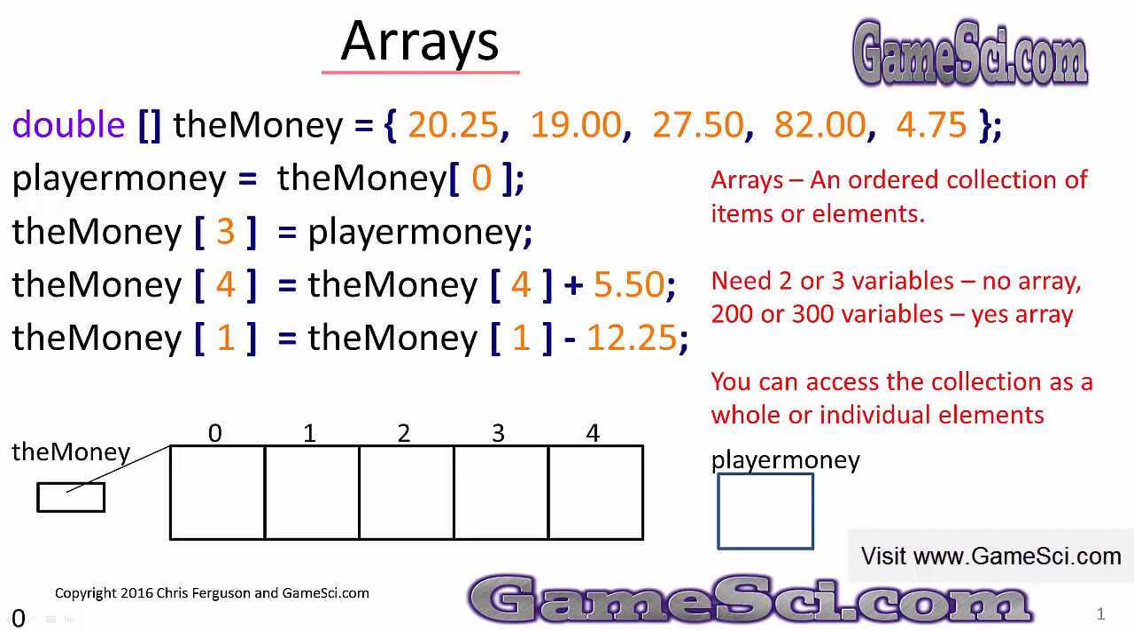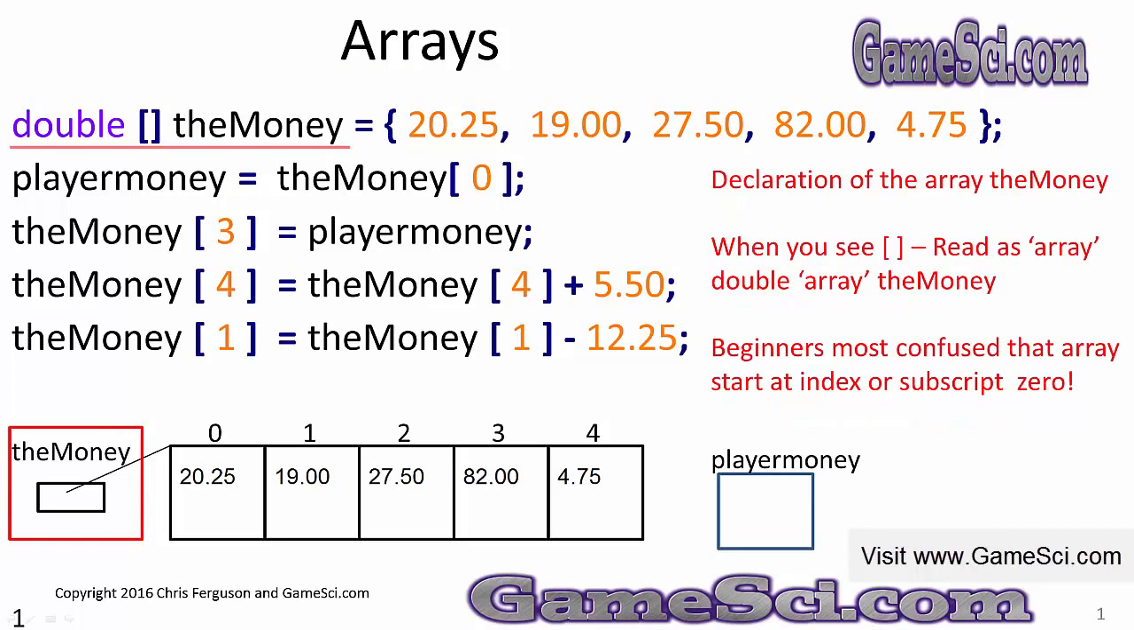Think about a 6-pack of soda pop. If you want the whole collection, you can buy all 6. But if you want to peel off a can and take it up to the counter and buy just one of the collection, you can. And arrays allow us that same ability to access the entire collection as a group or access one individual item.